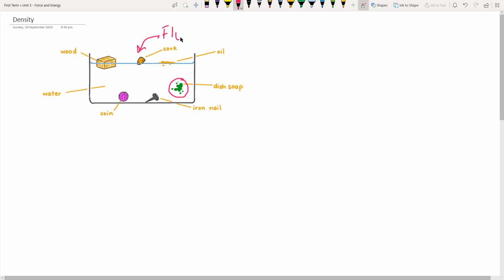So we call this float, this suspended, and these sunk, right? Once you look at this, you understand that there must be some difference in these materials, that some of them are floating and some of them are sinking. So this is a basic idea of how we can compare the density of different materials compared to water, because water is an ultimate standard for measuring density.